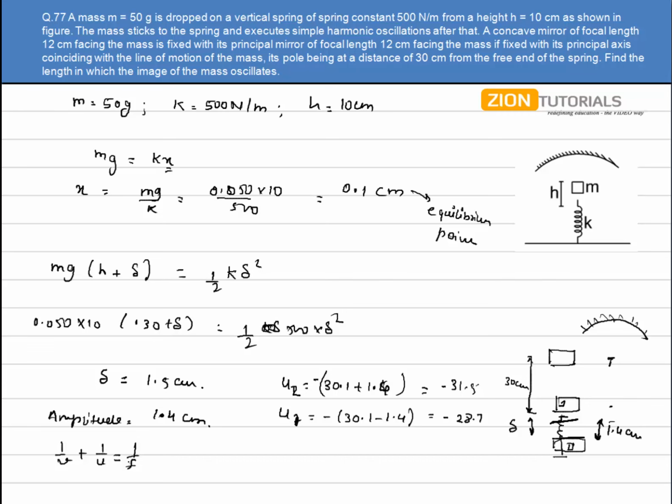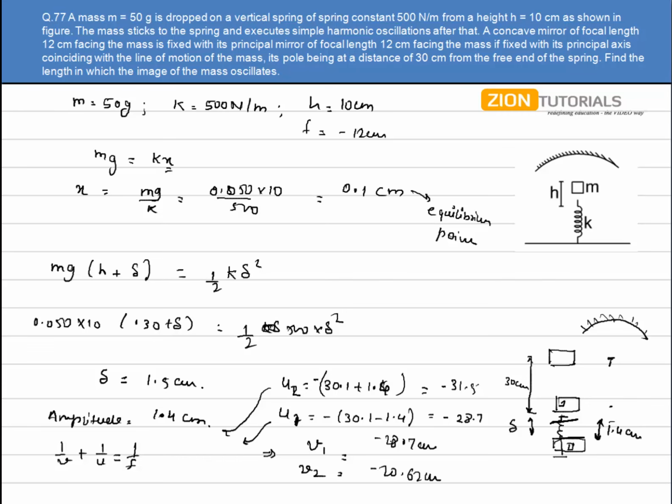Fine. Now what I have to do is just simply use the mirror equation. I know the focal length is given to me as minus of 12 centimeter. Fine. So just substitute these two values one by one. You will get the two image locations V1 and V2. This V1 and V2 will come out to be minus of 28.7 centimeter and minus of 20.62 centimeter.